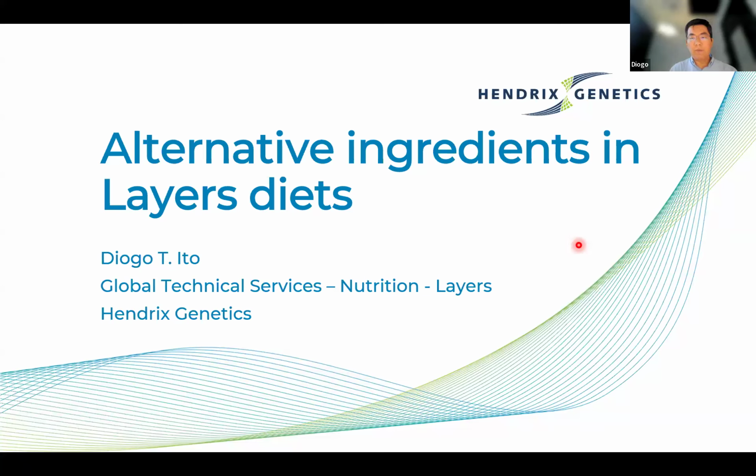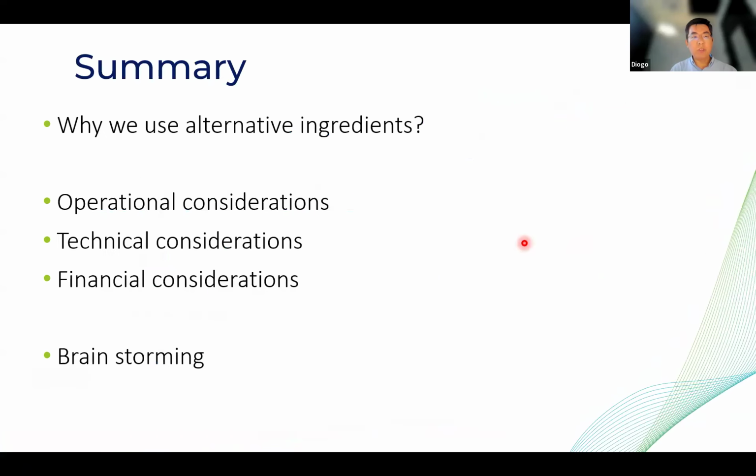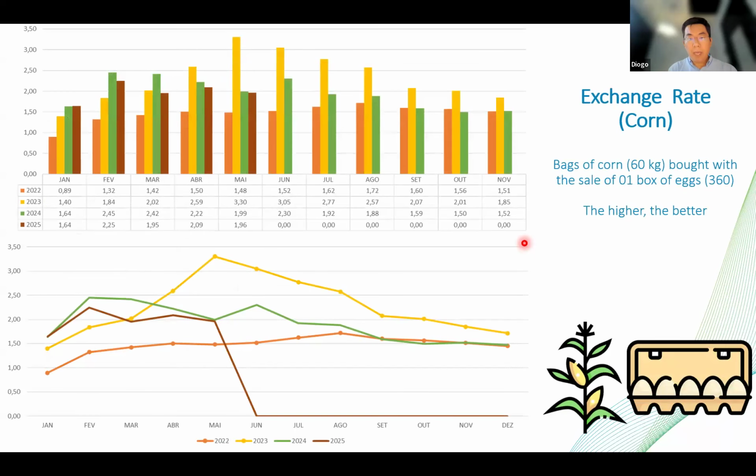So first of all, the topics that I chose are to try to find some answers on why we use alternative ingredients. We need to consider operational considerations. We also have technical considerations, financial considerations, and at the end, we can have some space for some kind of brainstorming.